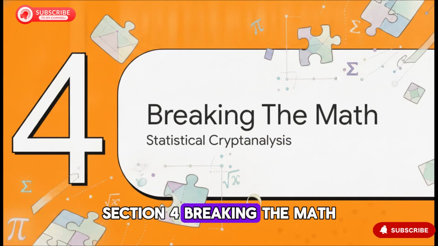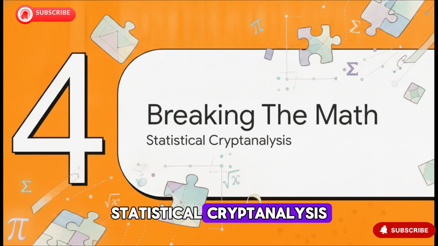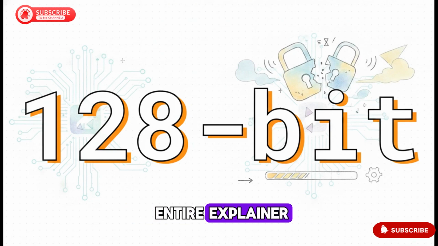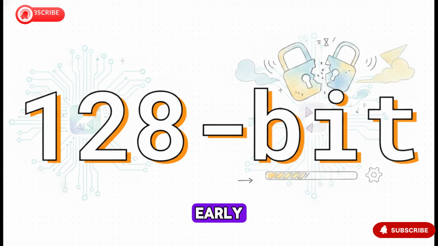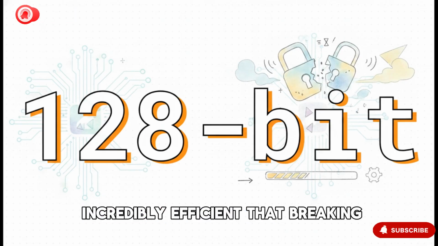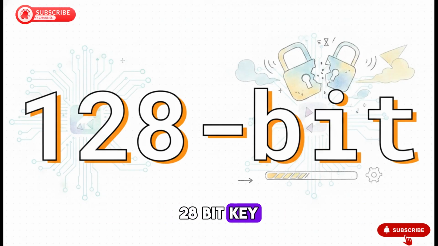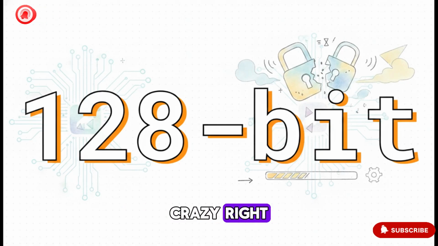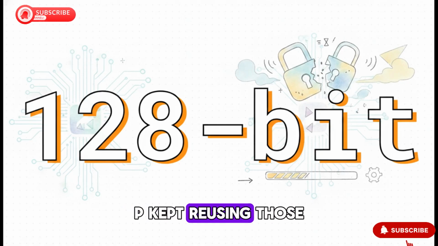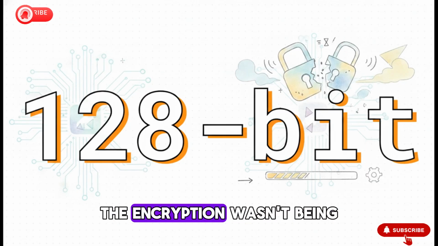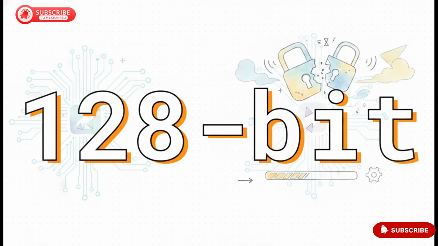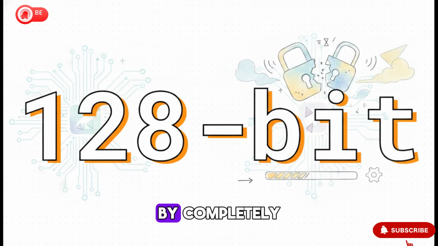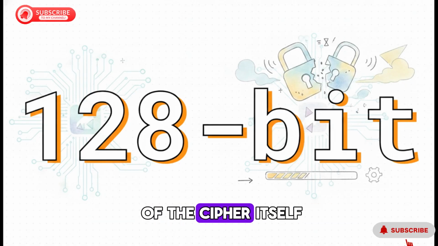Section 4. Breaking the math, statistical cryptanalysis. Okay, so this might actually be the most surprising fact of the entire explainer. The math behind cracking this early Wi-Fi was so incredibly efficient that breaking a 128-bit key required less computing power than it takes to load a modern web page today. Crazy, right? Because of how WEP kept reusing those short IVs we talked about, the encryption wasn't being defeated by brute force. Brute forcing that would take supercomputers years and years. No, it was being cracked by completely exposing the structural logic of the cipher itself.